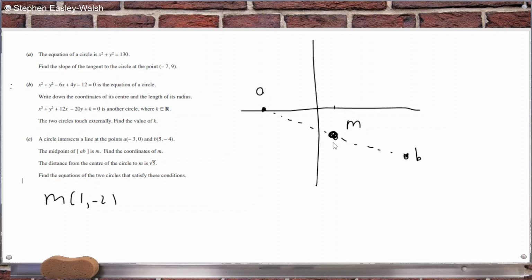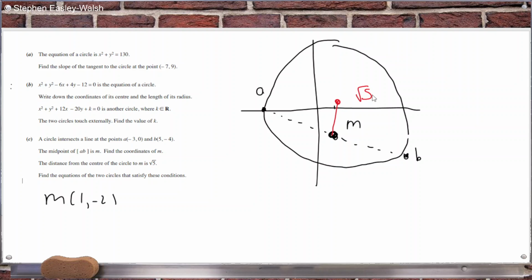Find the equations of the two circles that satisfy this condition. Okay, so I'm not sure what's happening exactly. I'll just draw some circle in here. But wherever the midpoint is, somewhere, and the distance away is root 5. Oh, well, of course, this is a chord and the center is perpendicular to it. So actually, I know it has to move along the perpendicular.